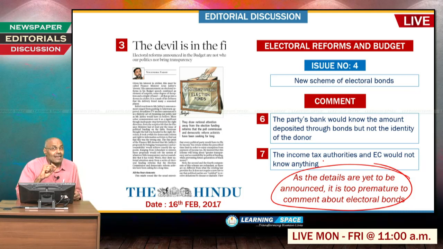So, this article is about electoral reforms as announced in the budget. Everything will be made known when the details with regard to electoral bonds are released by the government. And the first point of limiting cash donations up to rupees 2,000 can in fact be made advantageous to the political parties, and there is nothing much in that 2,000 limit.